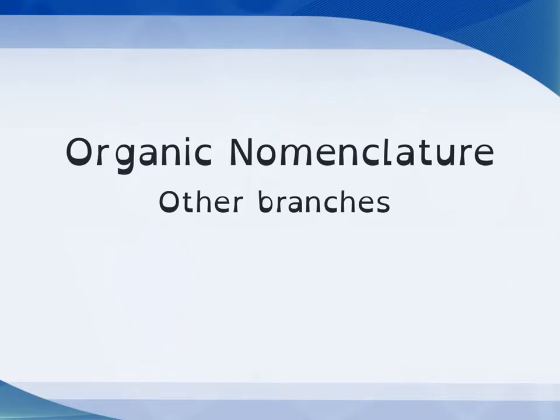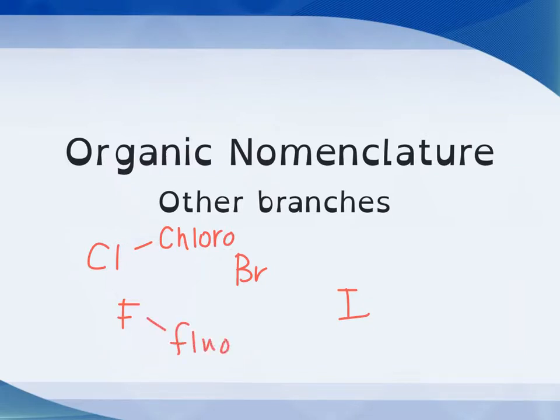This video is about naming organic molecules where you have other items branched on it. Things like a Cl or an F, Br, or I are all pretty common, and these are all halogens. So when you add one of these halogens, you simply take the name and you change the ending to an O. So chlorine becomes chloro, fluorine becomes fluoro, bromo for bromine, iodine becomes iodo.